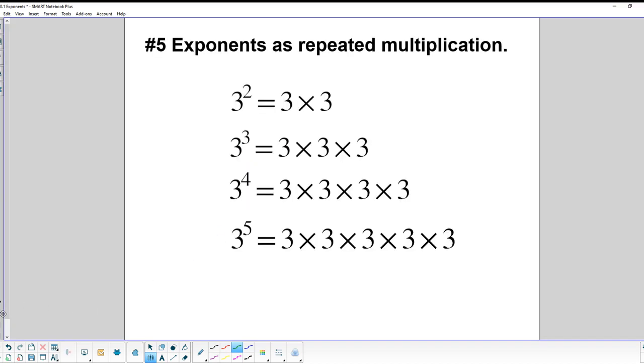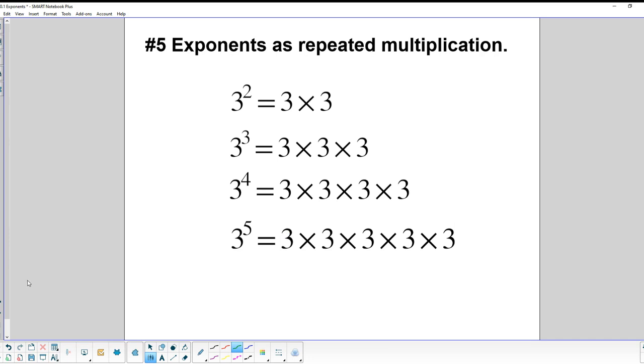Number 5, exponents are repeated multiplication. So exponents are just repeated multiplication. So if you think about it, 3 to the second is just 3 times 3. 3 to the third is 3 times 3 times 3. And so on, with 4 3's and 5 3's that you can see there.